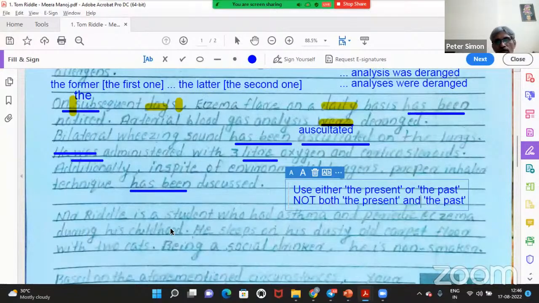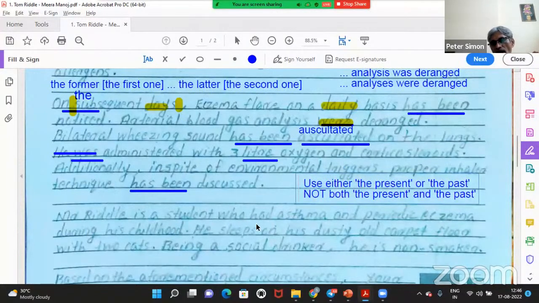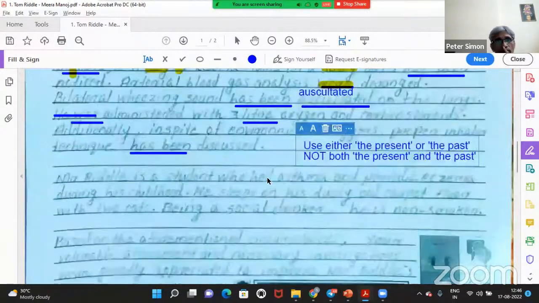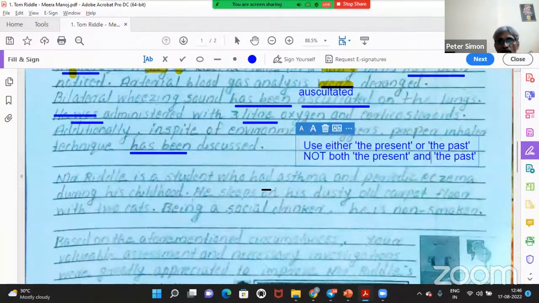Mr. Riddle is a student who had asthma and periodic eczema. Who had asthma? Asthma is not there now. Is it there or not there? Had means past. Now also he has. Or is it cured? Can asthma be cured? Or is asthma manageable and cannot be cured? Should it stay lifelong? Once it comes, is it lifelong, or can it be cured? So that's it. Many things are related here.